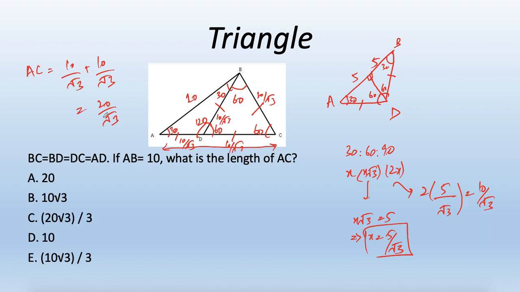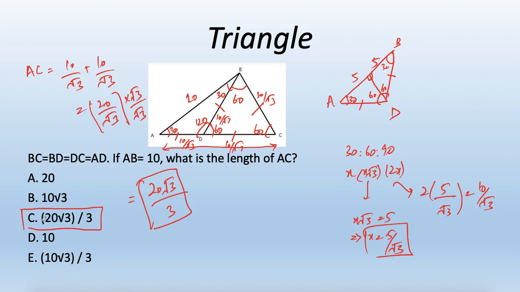Now if I see the options, none of the options is exactly in this form, 20 by root 3. And remember, sometimes you will get the answer, but in the options that answer is not in the same exact form. You need to just change that form. So how can I change this? If I multiply by square root 3 and divide by square root 3, in that scenario this will be 20 square root 3 divided by 3, because square root 3 into square root 3, the square and square root will cancel out. So the answer to this is 20 square root 3 divided by 3.